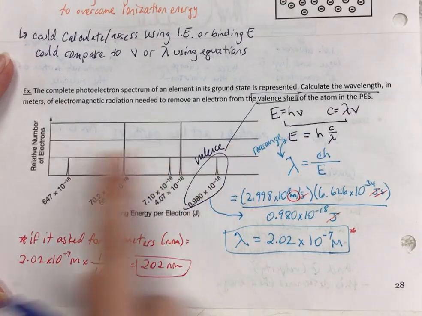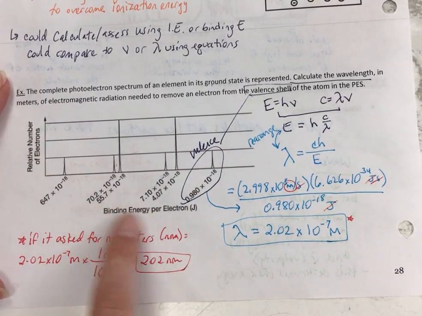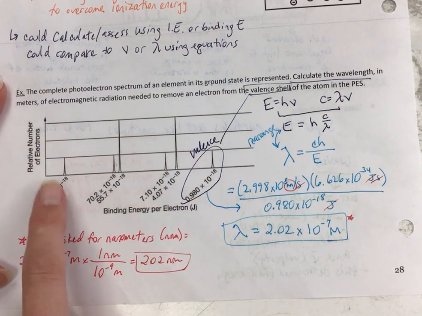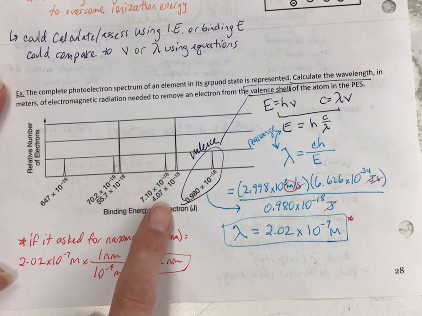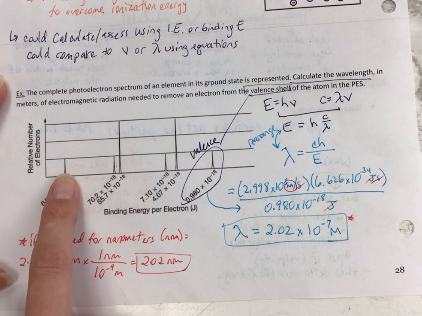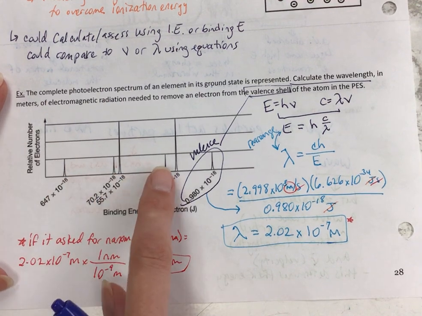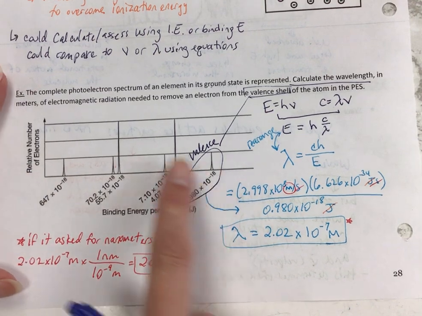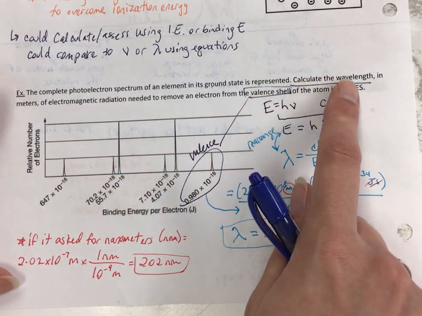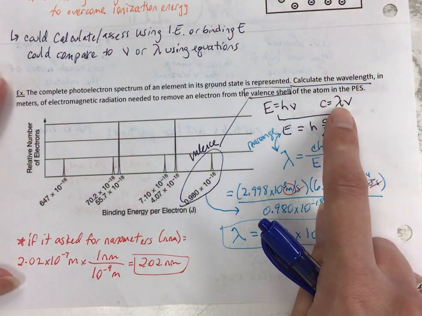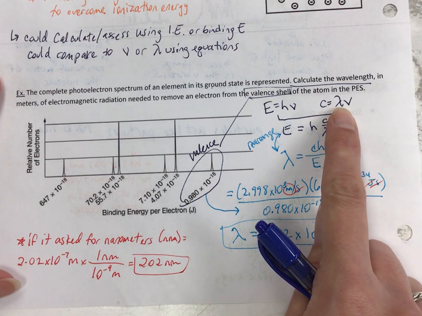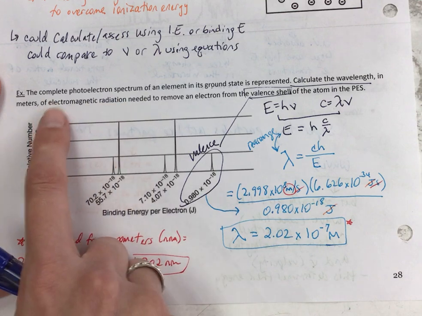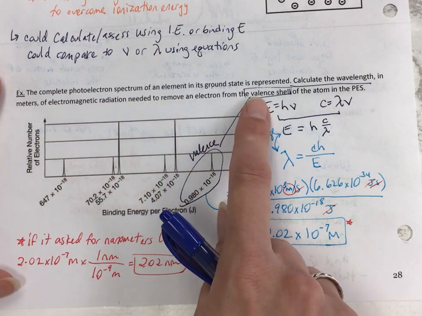So we've got my PES, which we learned about in Unit 1. We've got my binding or ionization energy at the bottom, my relative number of electrons. You might need to review what these mean, but if you remember, it's just direct electron configuration. So we've got my 1s2, my 2s2, my 2p6, my 3s2, etc. But that doesn't matter because it specifically says it wants us to calculate wavelength. So we're going to rearrange our equations to find wavelength with our known information. And it wants specifically the wavelength of electromagnetic radiation needed to remove an electron from the valence shell.